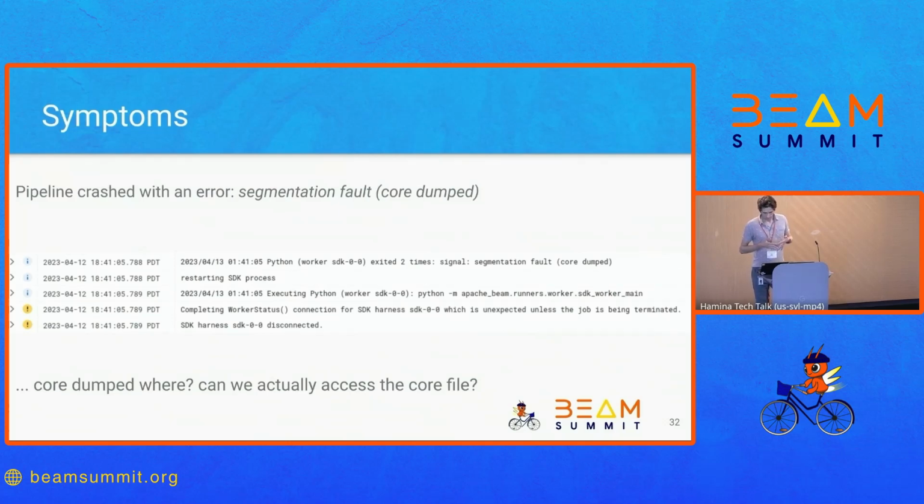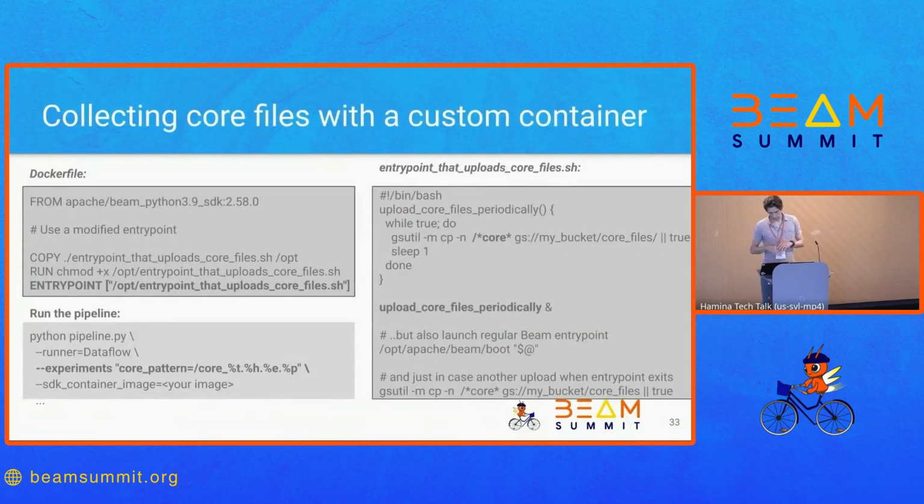Well, it depends on your runner, and in the case of Dataflow, it's actually not easy to access that core file. It was not possible, but we recently made some changes to make it possible to get those core files. The reason is that the default core pattern, how we save the core files on the Dataflow workers, is not compatible with Beam SDK containers, and we need to customize the core pattern. To do that, we introduced a new experiment that is actually not yet fully in production, but it will be in a couple of weeks.